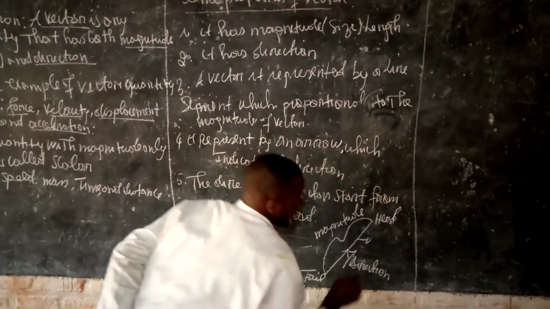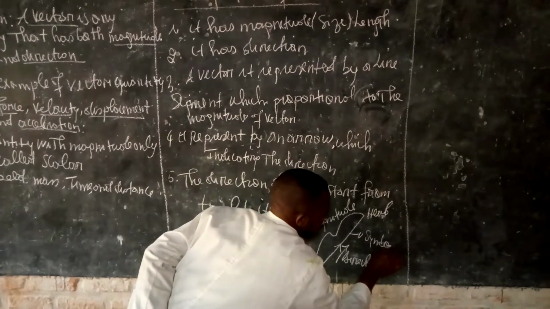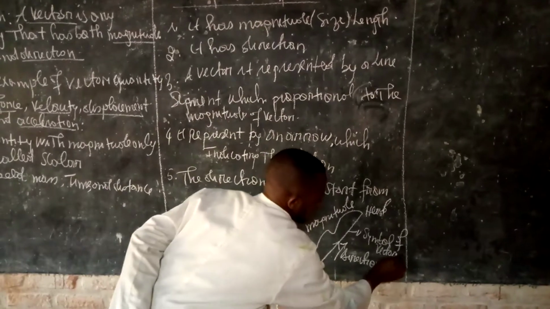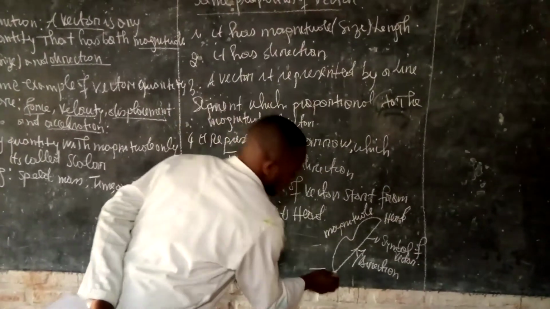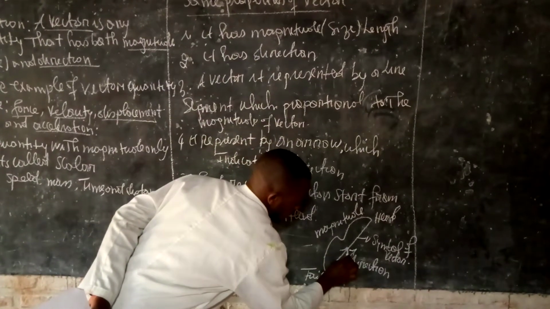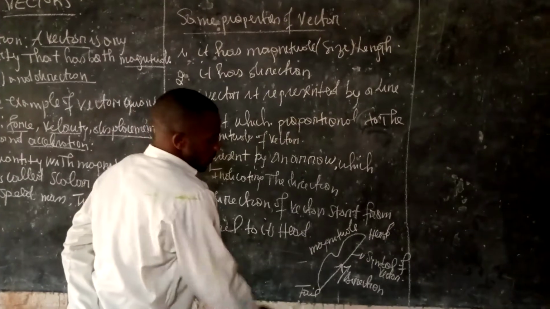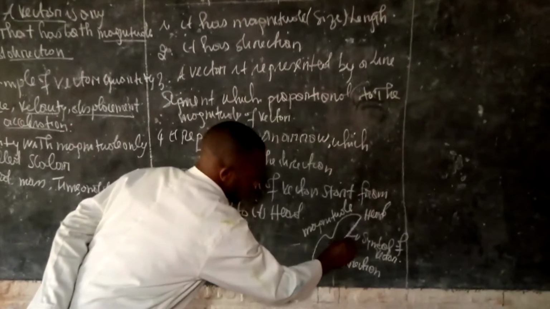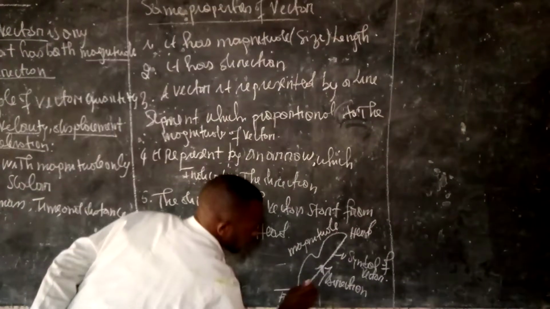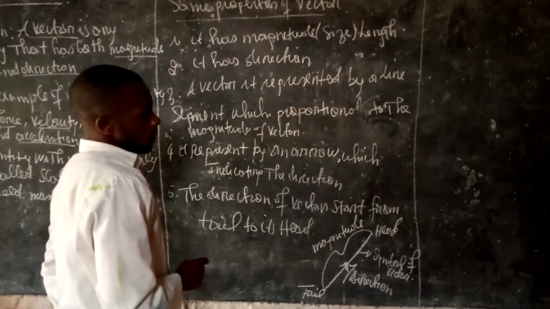It means that this line segment is a symbol of vectors. Yes, this is a symbol from tail to head with an arrow. This line segment is a magnitude, and if you put this arrow, it shows the direction. It means that this symbol is a symbol of vectors.